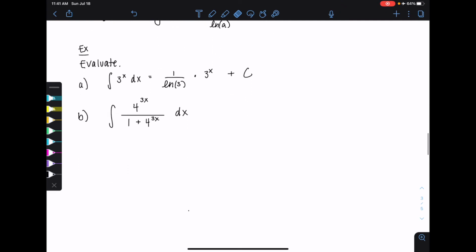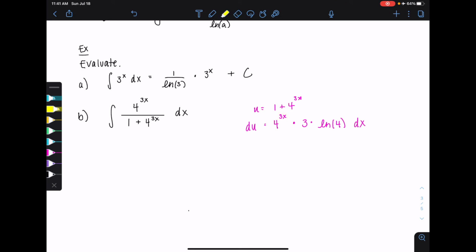Let's try one that's going to require a substitution. So I've got a couple different exponential pieces, but we've got this 1 plus 4 to the 3x in the bottom. So that's definitely going to be my u because it's a function within a function. So we'll let that entire denominator be u. So if I take du, the derivative of 4 to the 3x is exactly that back. You get natural log of the base, and then I've got to multiply by 3 as well because of our chain rule. Derivative of that exponent is going to be 3.